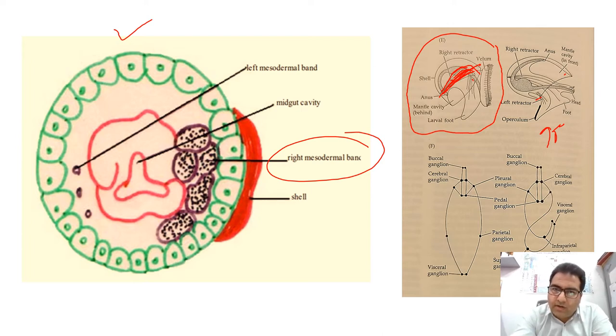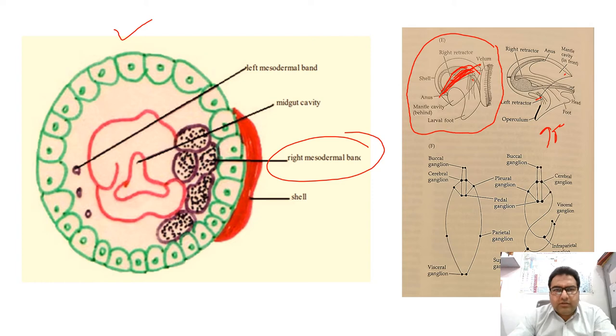So first of all, what is there? It is the development of the right retractor muscles, which, by contraction, twist the posterior side of the organism towards the anterior side at an angle of 90 degrees. Then there is step 2.